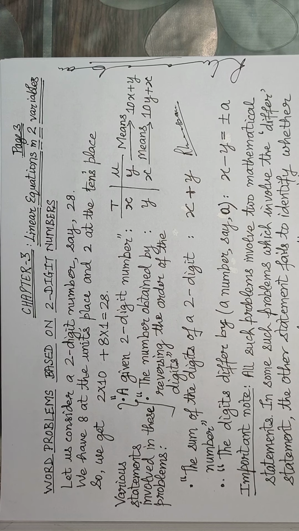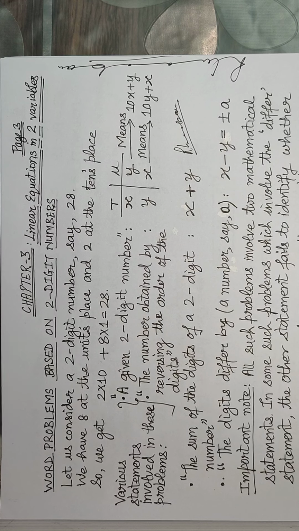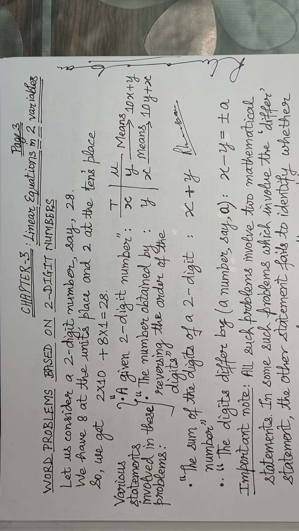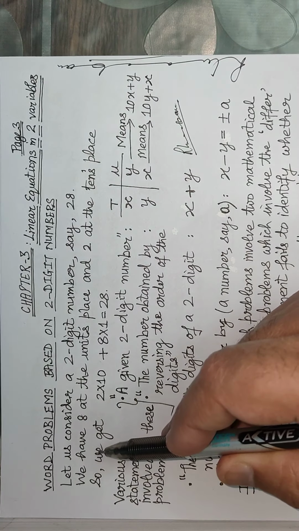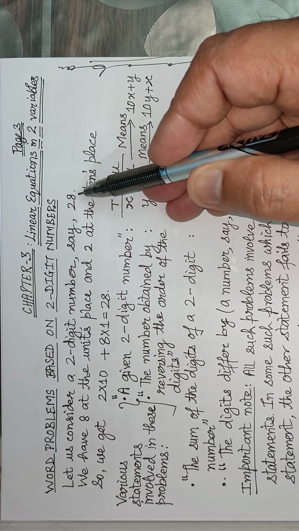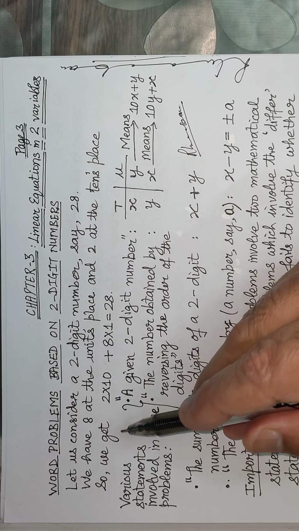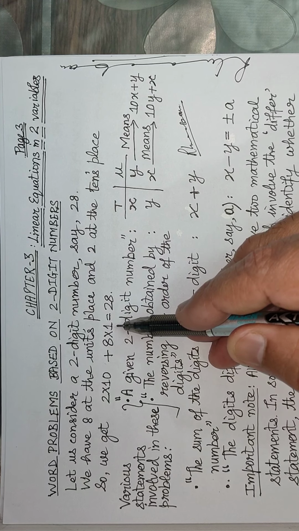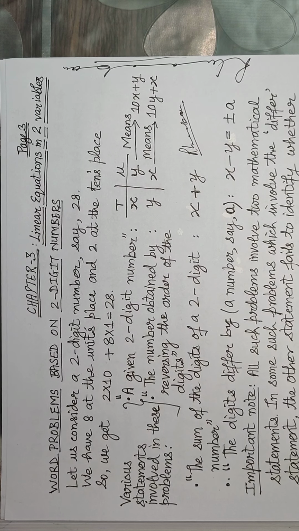Now, today I am picking up a topic that is word problems based on two digit numbers from the chapter of a pair of linear equations in two variables. Now, let us consider a two digit number, say 28. Now, we have 8 at the units place and 2 at the tens place. So, we get the number as 2 times 10 plus 8 times 1, that makes it 20 plus 8 equal to 28.